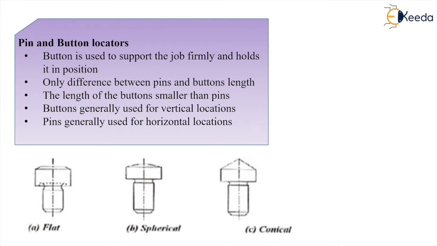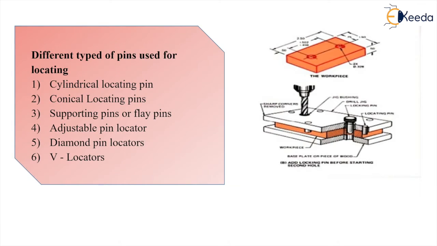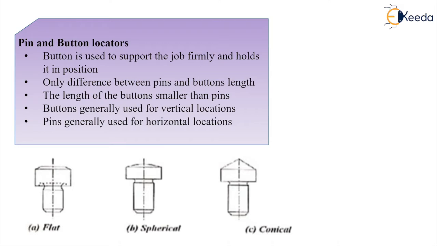Now see here, I have shown here the flat, spherical and conical locators. So the flat locators are employed for locating the flat machined face of the component. Okay, so here the component is bearing directly on the machined face of the jig body, and an undercut is provided at the bottom for the removal of the swarf, or the swarf clearance. Some undercut is provided.